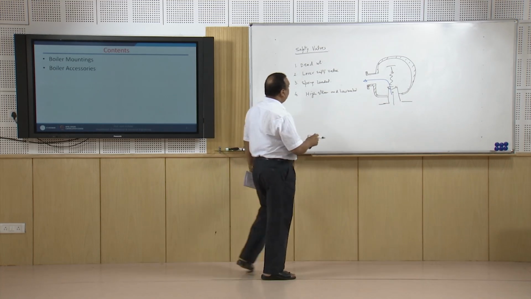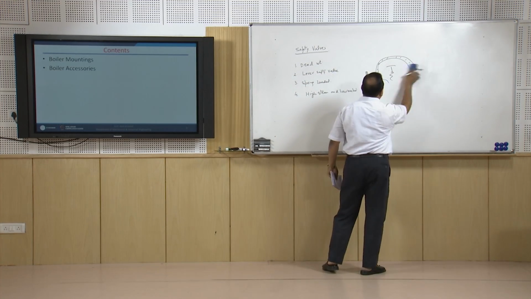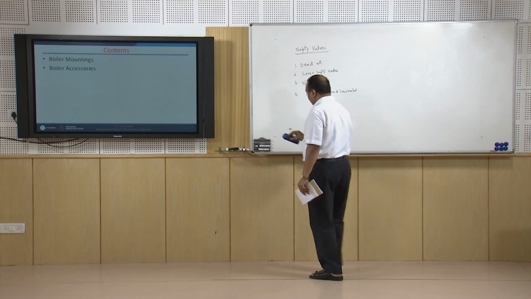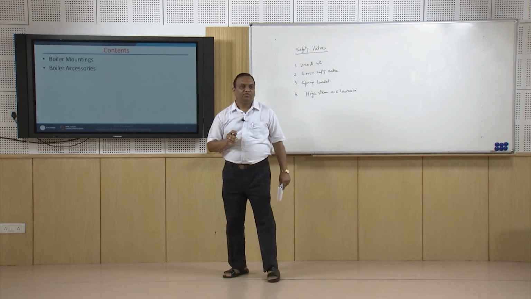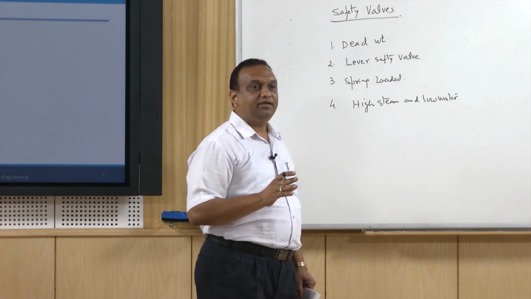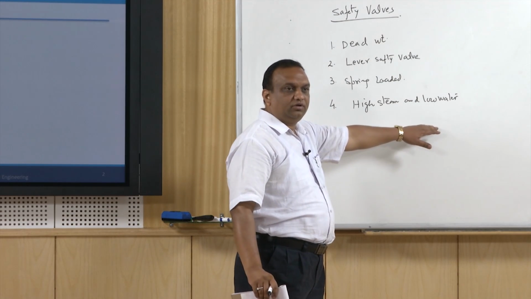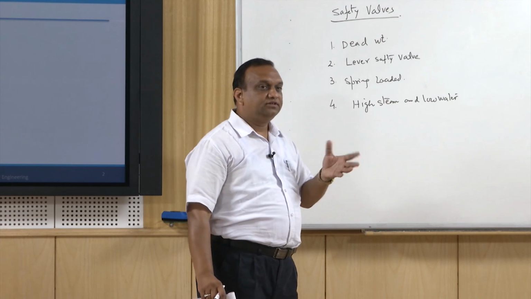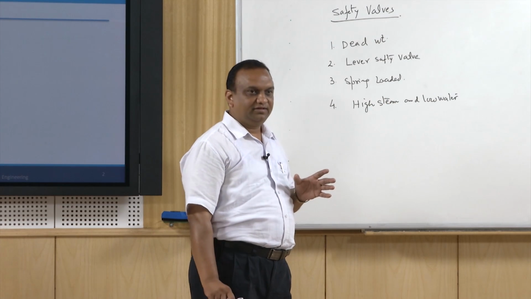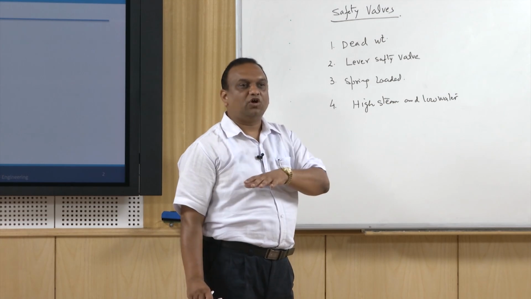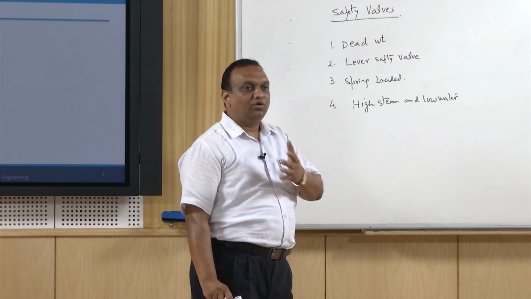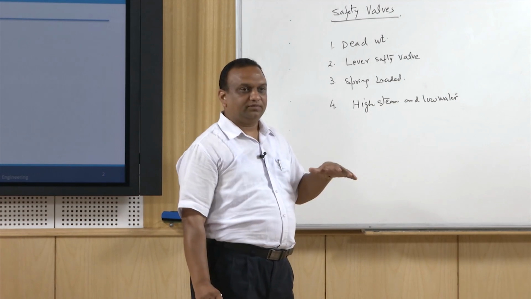Now, the fourth one is the high steam and low water valve. It serves two purposes. First, when the pressure of steam is high, steam will be vented off. When the water level is low, in that case also some indicator has to be there, so that the operator who is sitting in the operation room may know that there is a low level of water, right.